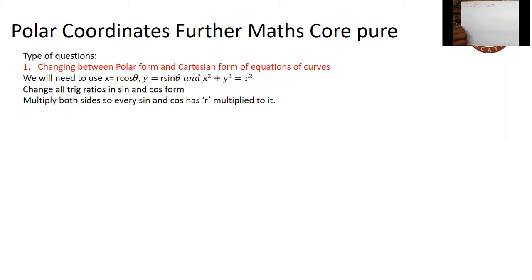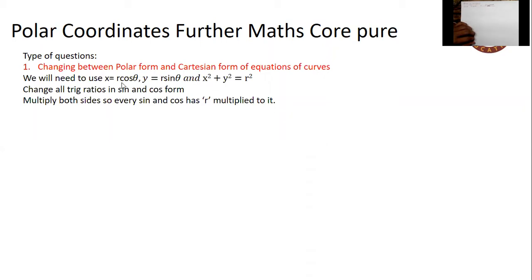What we need to do is use x equals r cos theta, y equals r sin theta, and x squared plus y squared equals r squared. This is fairly simple if you relate it to the mod-arg form of complex numbers. x is the horizontal distance from the pole, or from the origin. The pole is, by the way, the origin, as in the Cartesian system. Theta is the angle in the anti-clockwise direction.